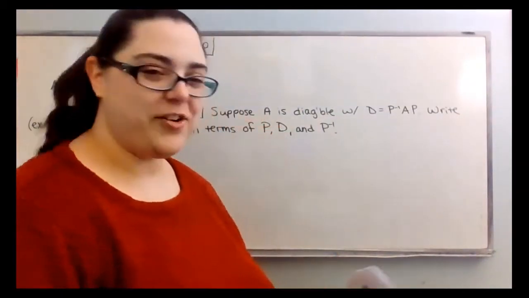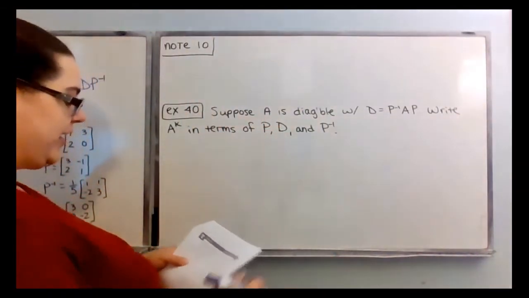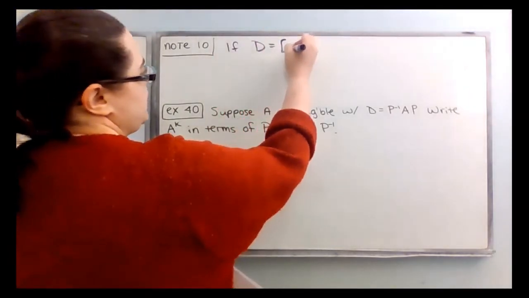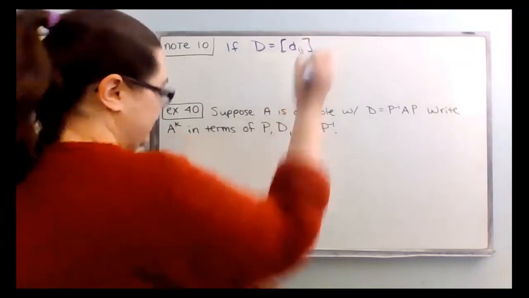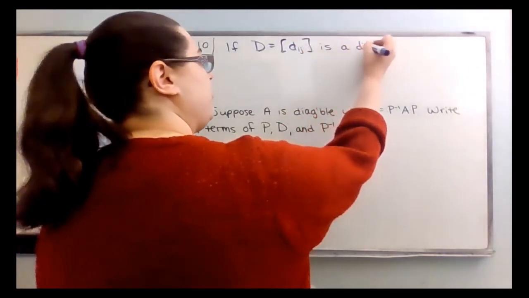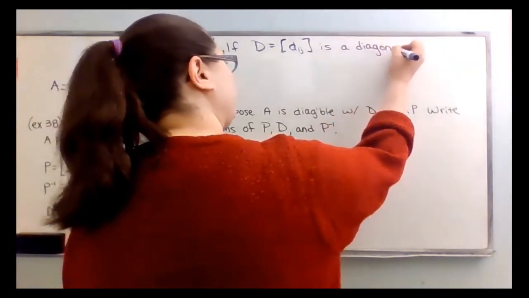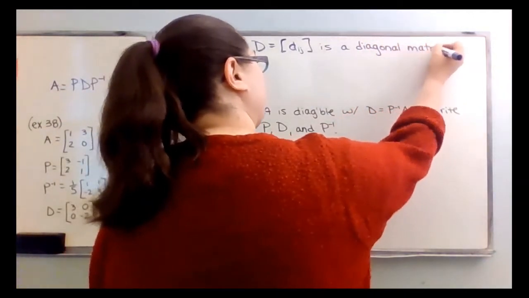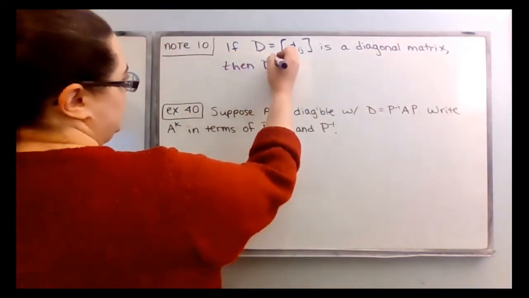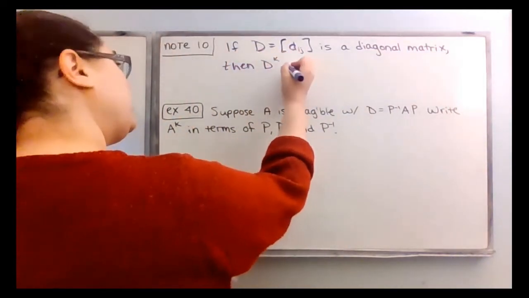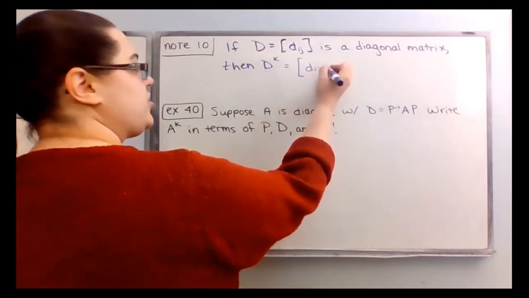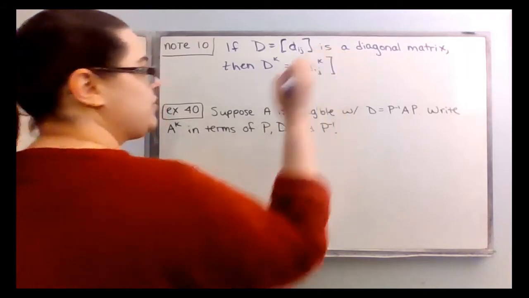So note 10 says the following. If D equal to Dij is a diagonal matrix, then D to the K power is equal to each of the Dij's raised to the K power.